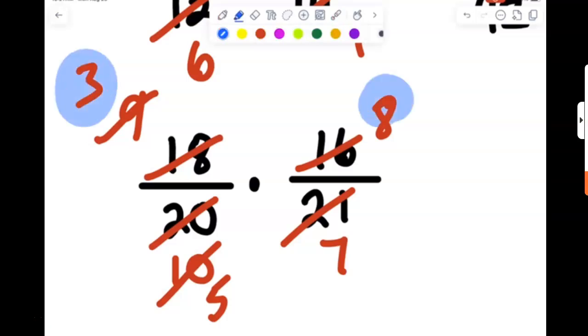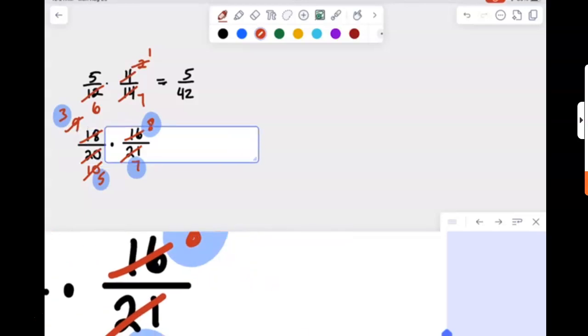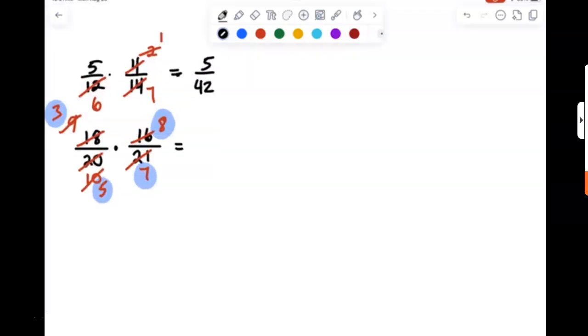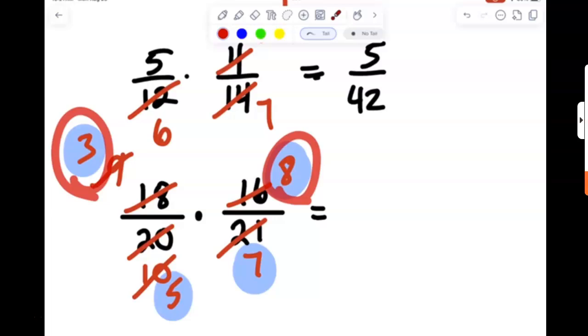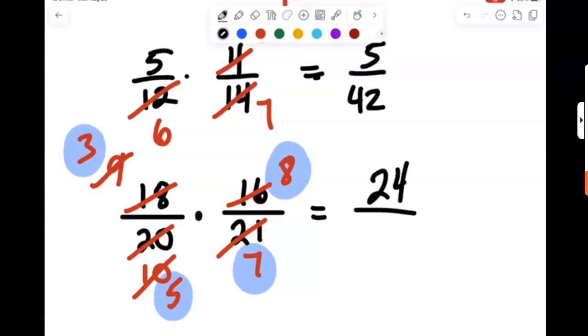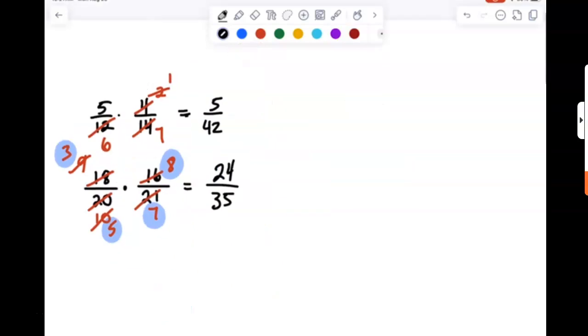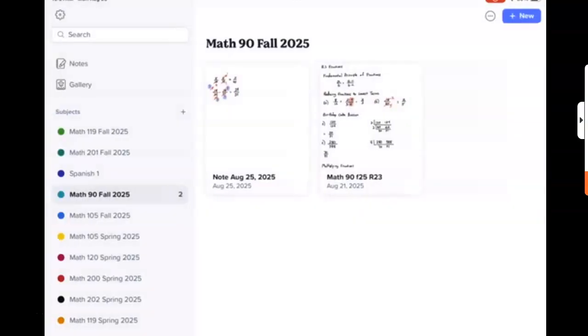So I'm taking what's left now on top and what's left now on the bottom. And we're just going to put those together with a normal multiplication process. So we're going to come through here. 3 times 8 is 24. In the bottom, 5 times 7 is 35. Okay. So that takes care of the issue of multiplication. Hopefully that clears that up a little bit more for you.